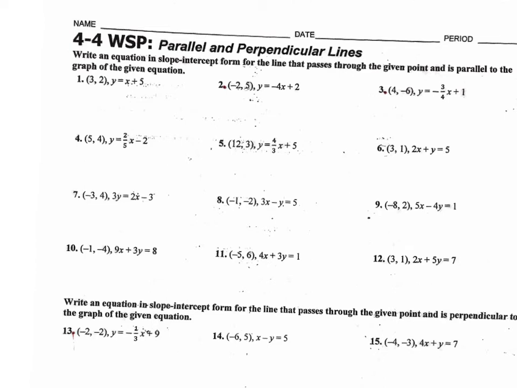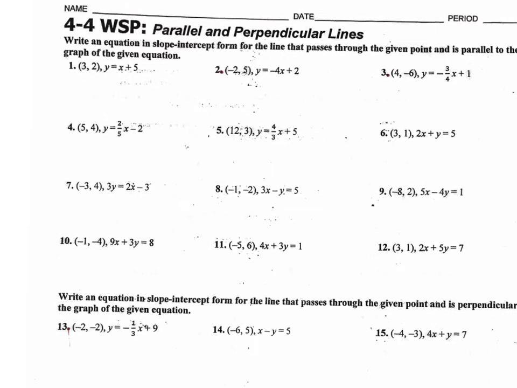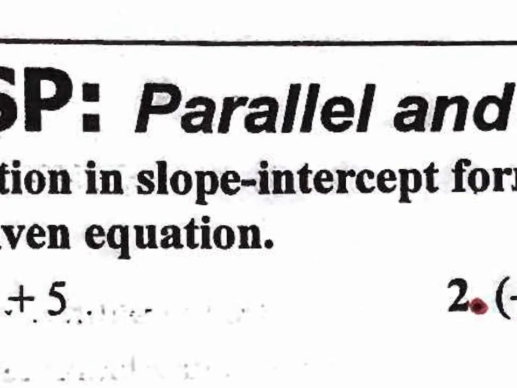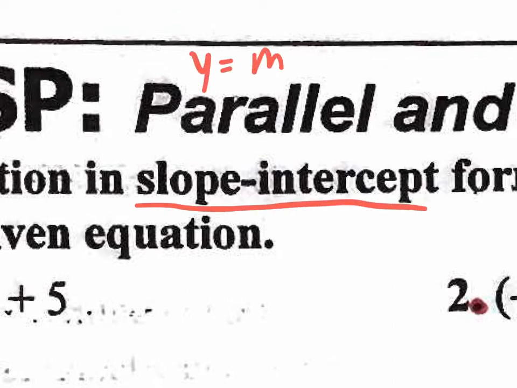So on this worksheet, you need to know what parallel lines are and what perpendicular lines are. And we still need to know how to write down equations in all three forms: standard, slope-intercept, and point-slope form. On the first section, they tell you to write an equation in slope-intercept form. So when they tell you slope-intercept form, you need to know what that looks like. Slope-intercept form looks like y equals mx plus b. So that's how you want to write your equation.